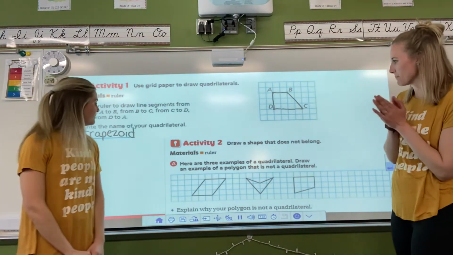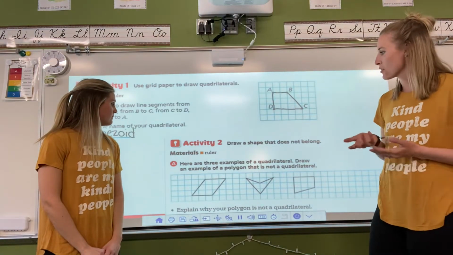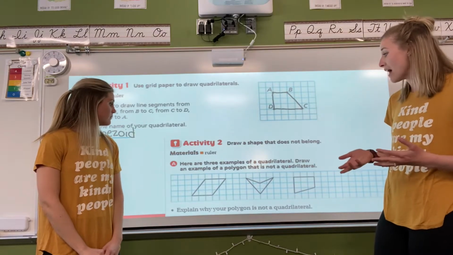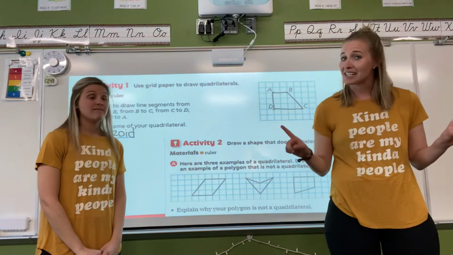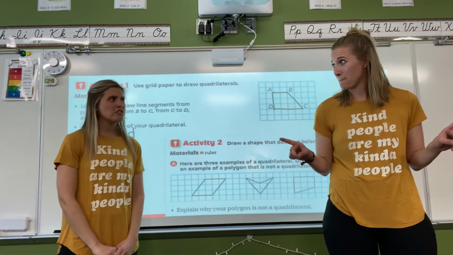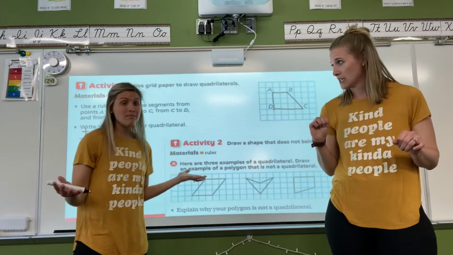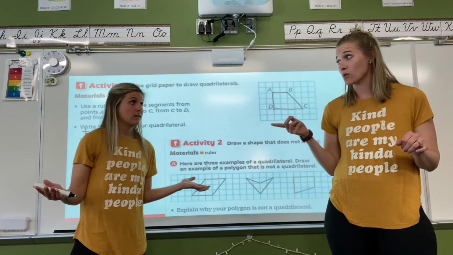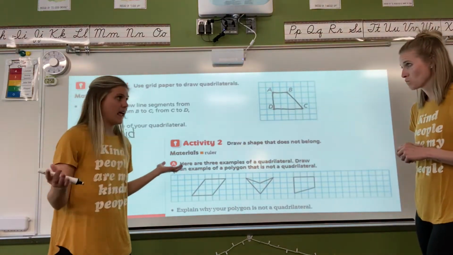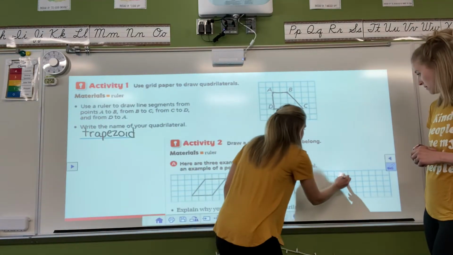Activity 2. Here we come. It says draw a shape that does not belong. Here are 3 examples of quadrilaterals. Draw an example of a polygon that is not a quadrilateral. Well, I know that a quadrilateral has 4 sides, and a polygon is any plane shape, and it has to be closed. So I can draw any plane shape, but it can't have 4 sides. Maybe I'll just draw a triangle.